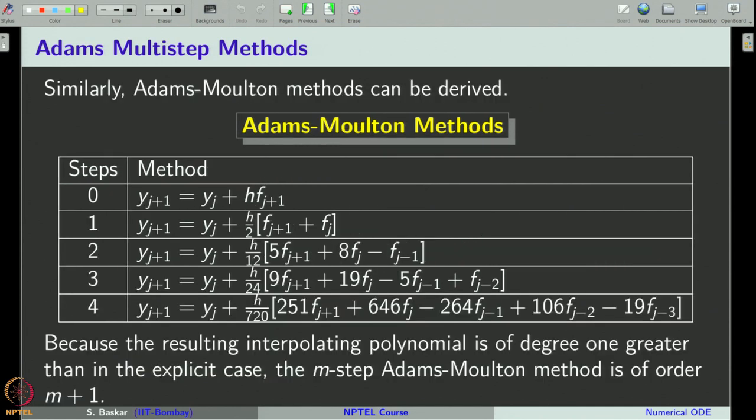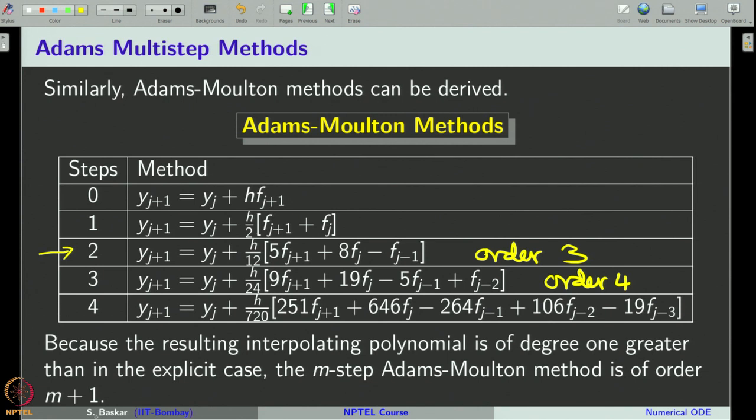And coming to the order of Adams-Moulton methods, you can see that the order of the Adams-Moulton method will be 1 more than what step you have taken. Say, for instance, 2-step Adams-Moulton method will be of order 3. Similarly, the 3-step Adams-Moulton method will be of order 4 and so on. Why does it happen like that?